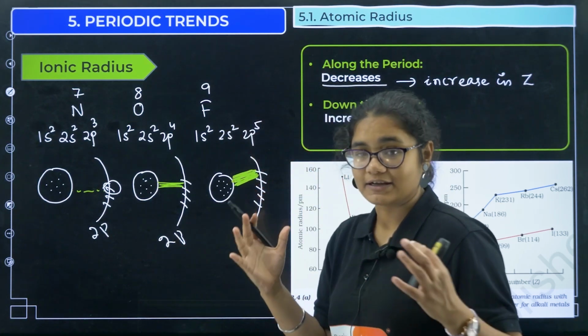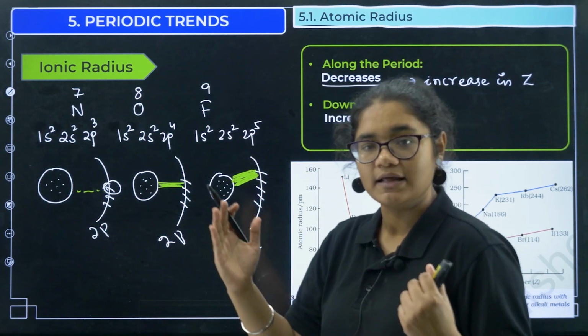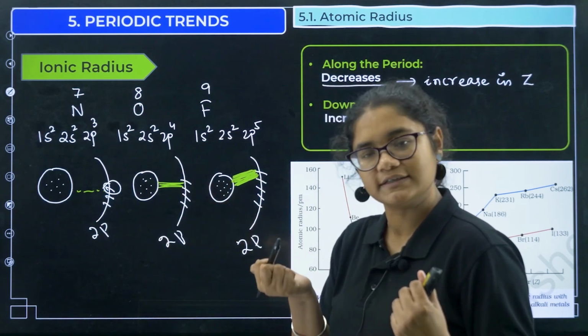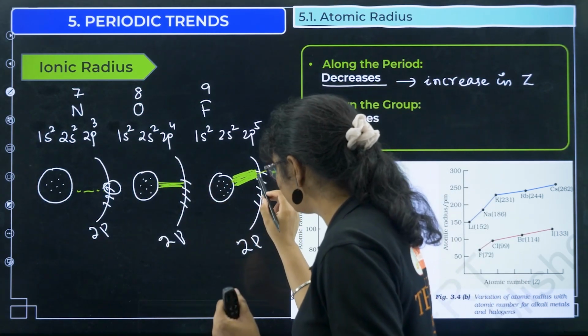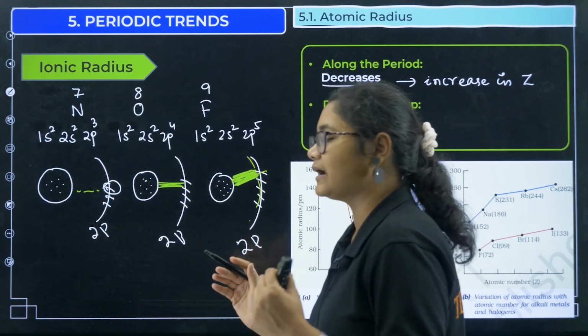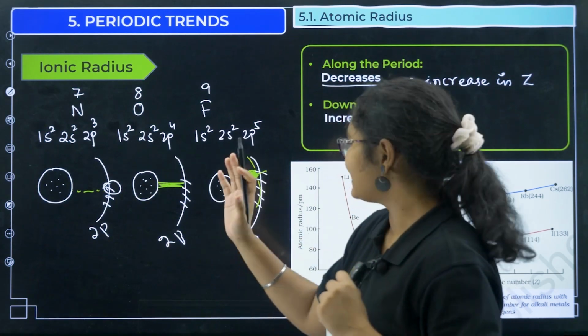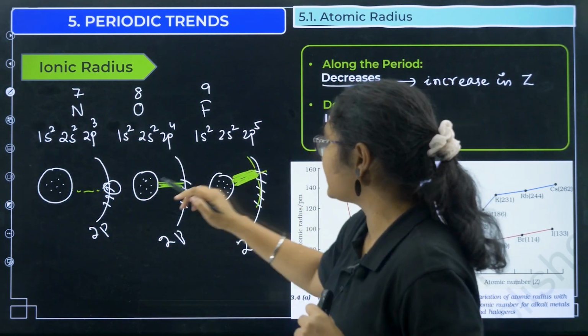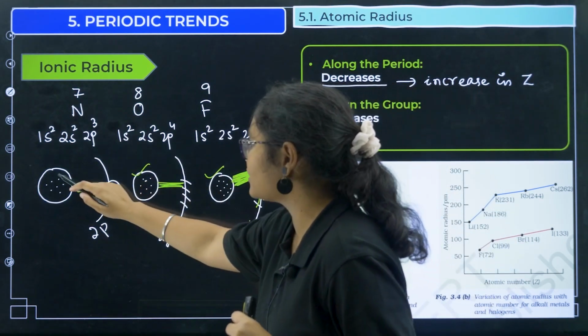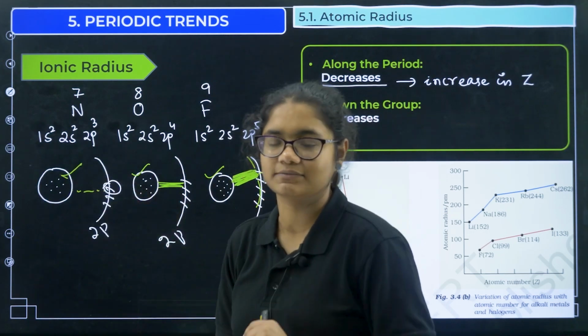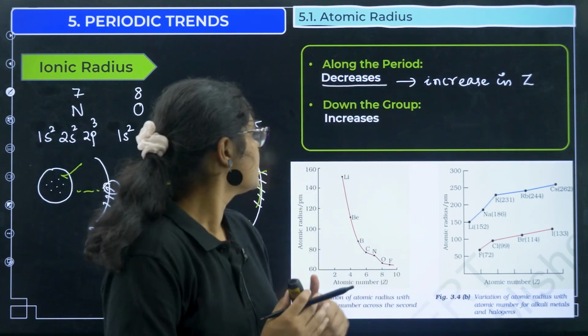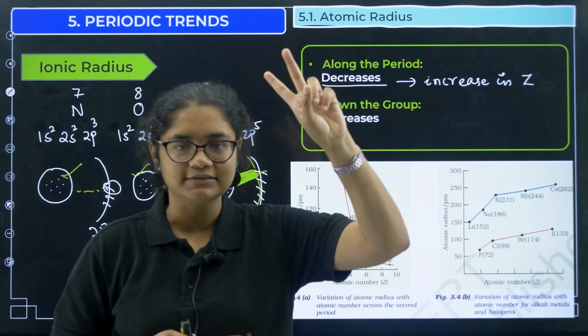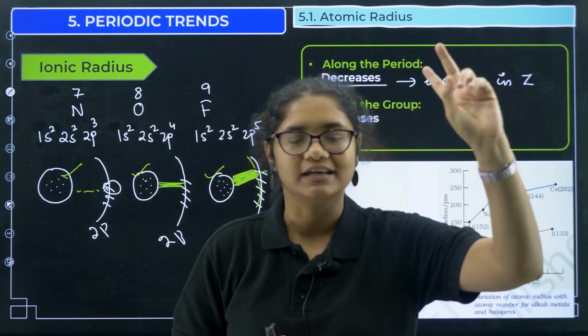So when the attraction is very strong, what will happen? It will pull the electron towards itself. When the electron is pulled towards itself, the size of the atom shrinks. Okay, so that is why when we move along the period, the effective nuclear charge increases, and that is why the size decreases, right? So along the period size decreases, reason: effective nuclear charge increases.